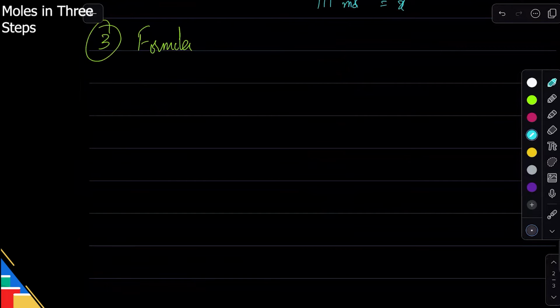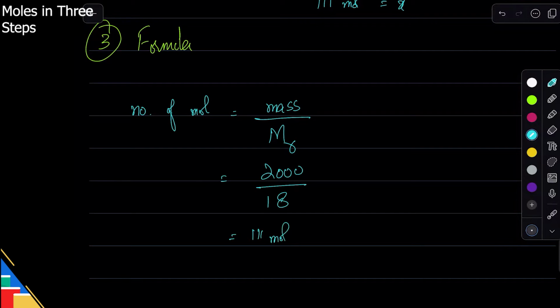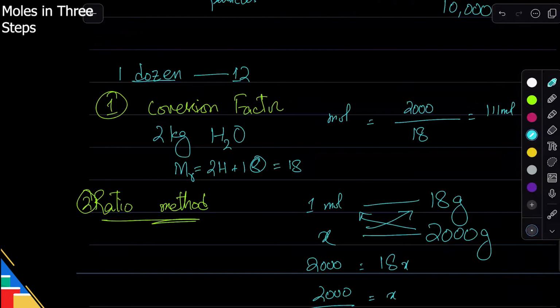Can I use formula? You bet I can. What is the formula? Let's write it down. Number of moles is mass over conversion factor. Basically, how much is 1 mole equal to? MR. So in case of water, number of moles will be 2000 over 18, which is 111 moles. So there you go. You can convert using formula, ratio method, or conversion factor. They will always be correct.